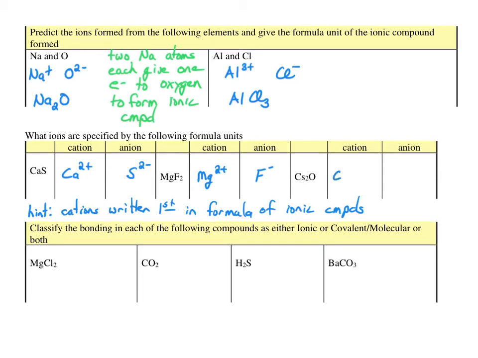Cesium is a less common 1A element, but it's 1A. It's going to form a plus 1 ion. And oxygen, we know, is 6A and typically forms 2 minus ions.